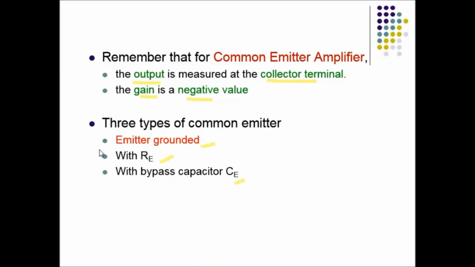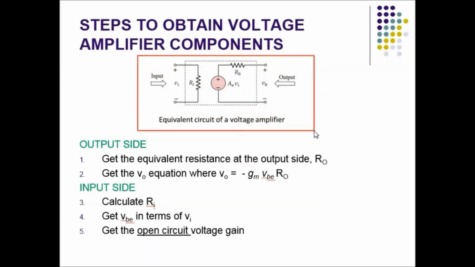So in this video, I'm going to explain about the common emitter where the emitter is grounded. I'm not sure whether you still remember this configuration, which is from chapter 1. This is a voltage amplifier, right? So you have the input resistance, output resistance, this is the open circuit voltage gain, and this is the input signal, and this is the output signal.